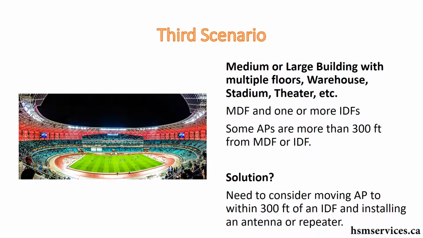It's got MDFs, it's got IDFs, but our access points are more than 300 feet from an IDF or MDF. So how do we design this Wi-Fi for this building? Well, we need to consider moving an access point to within 300 feet of an IDF, and then installing antennas or repeaters. That's the only way to ensure coverage.